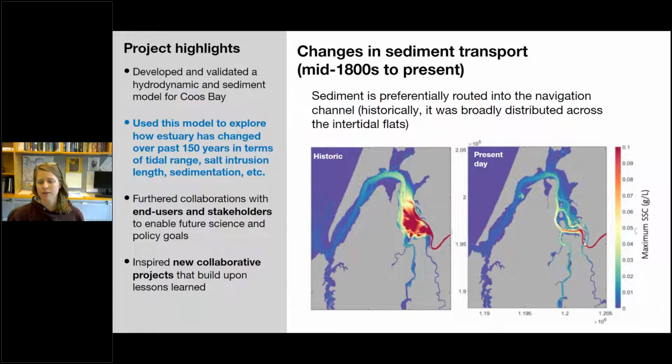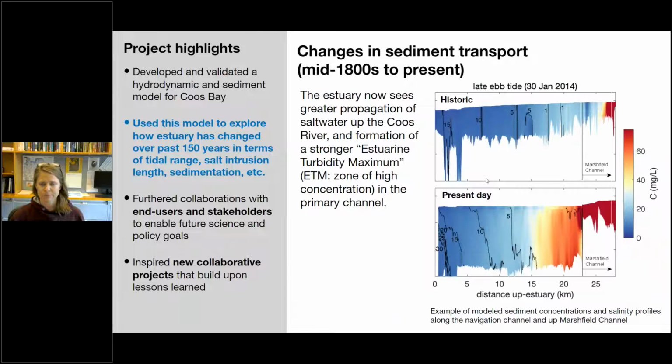So now a lot of the sediment delivered by the Coos River, the main source of sediment to the estuary, really bypasses these intertidal flats to a large extent. Some of the sediment still makes it onto those flats, but a lot of it gets very directly funneled down Marshfield Channel and into this now deeper navigation channel. So that has resulted in an overall decrease in turbidity on those intertidal flats for those high discharge events.